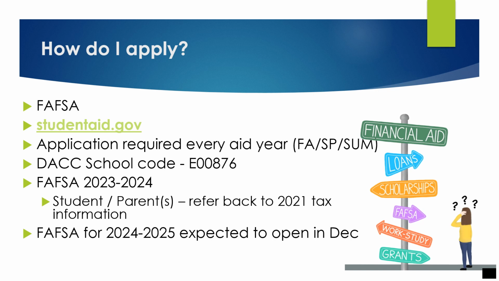The FAFSA for 2023-2024, this current school year, you will refer back to tax year of 2021. We do go back 2 years prior in reviewing student and parent tax information. The FAFSA for 2023-2024 is applicable for semesters fall of 2023, spring of 2024, and summer 2024.